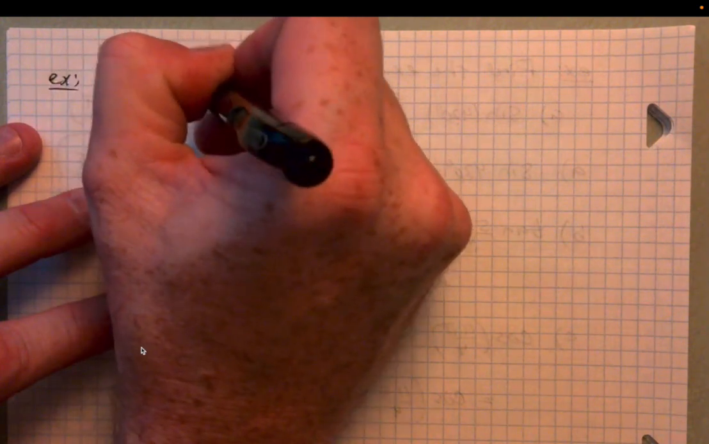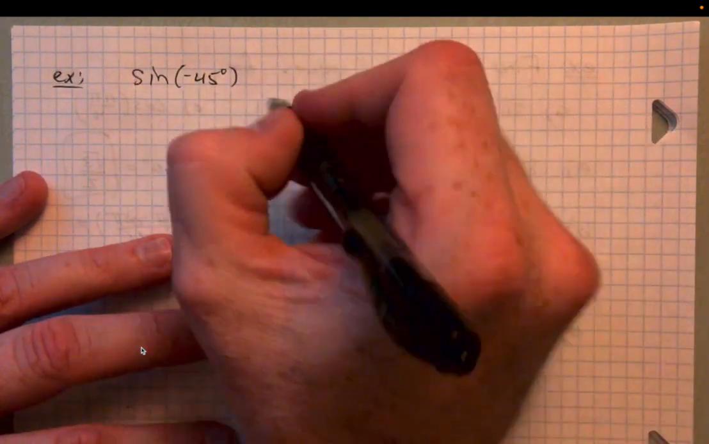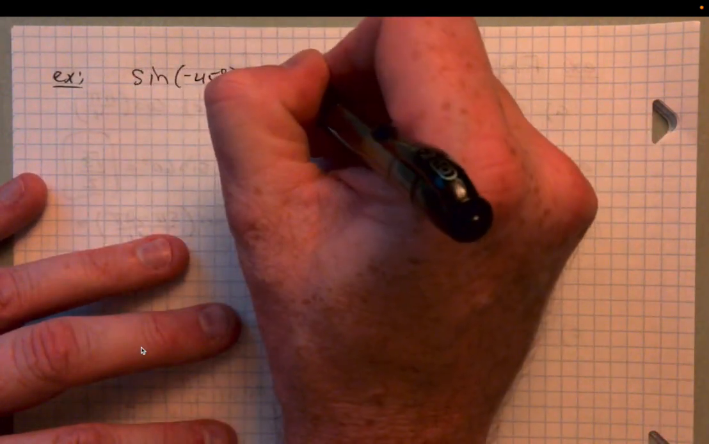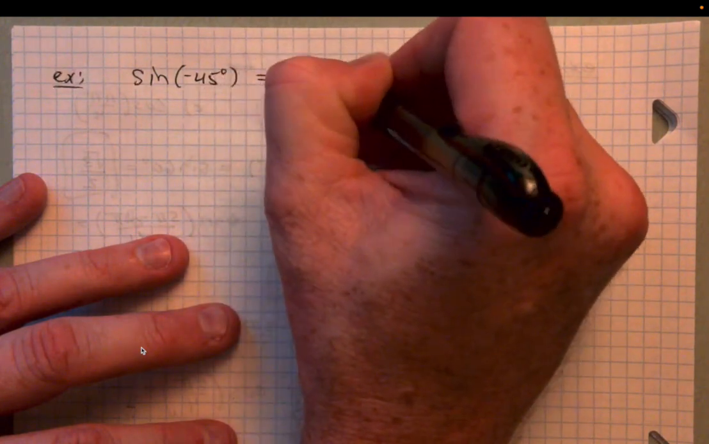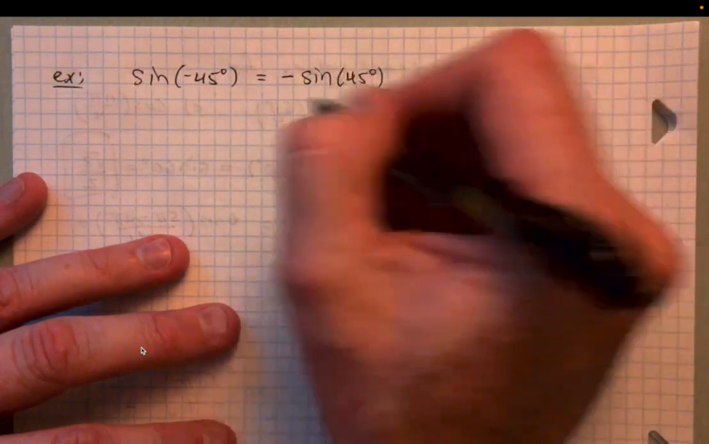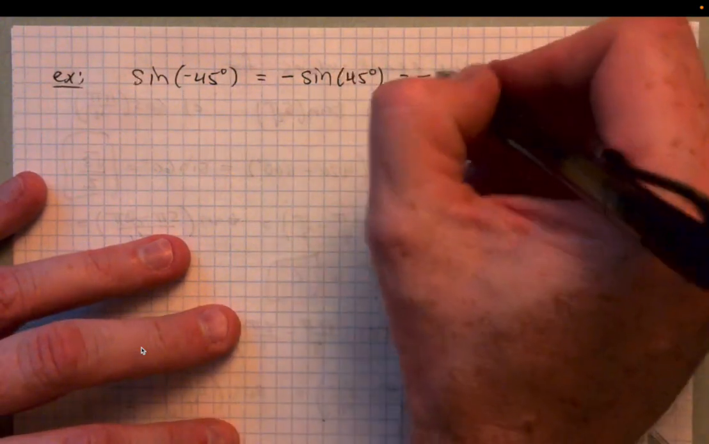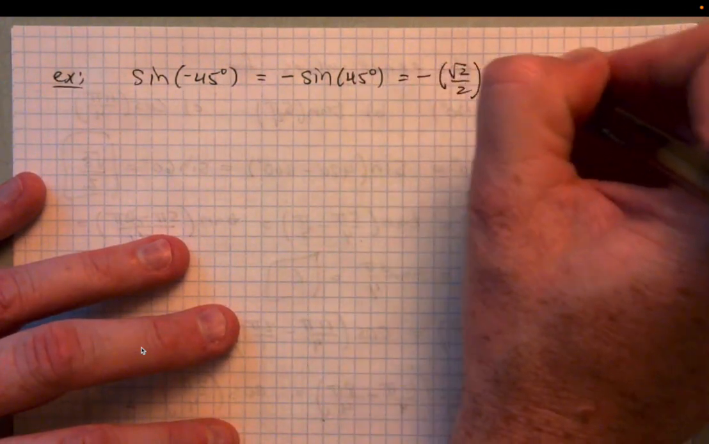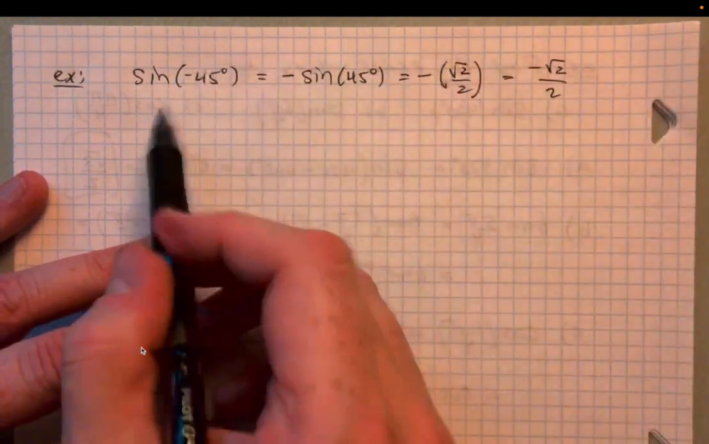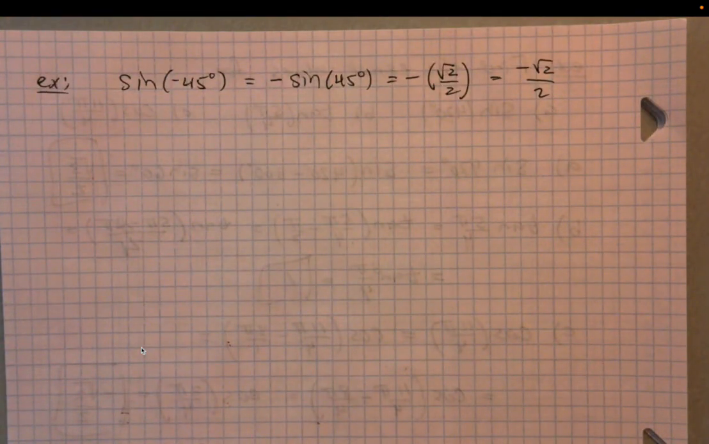Okay, so an example of how this can be useful, a couple of examples. If I want to know the sine of negative 45 degrees, well, that's not something that's explicitly written on our reference sheet, but I know that the sine is odd, so I know that sine of negative 45 degrees is equal to negative sine of just 45 degrees. And I know the sine of 45 degrees is square root of 2 over 2, so that means the sine of negative 45 degrees produces negative square root of 2 over 2. Okay.